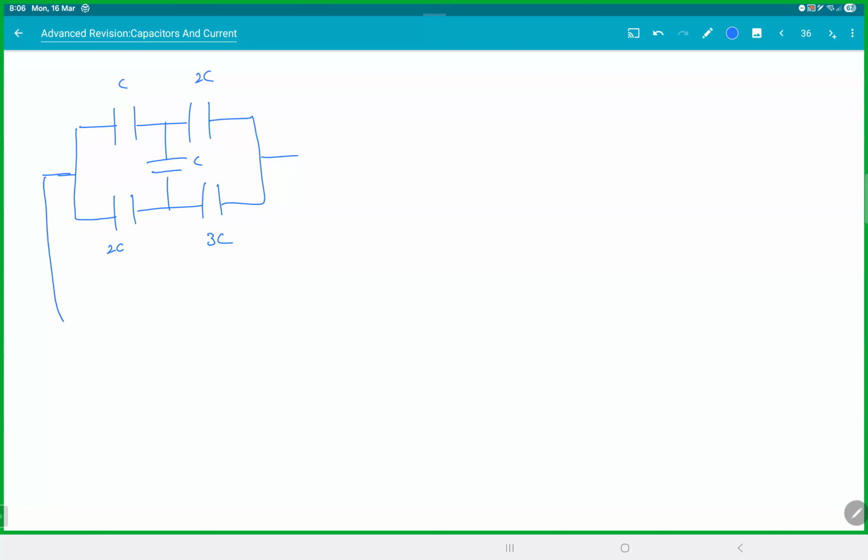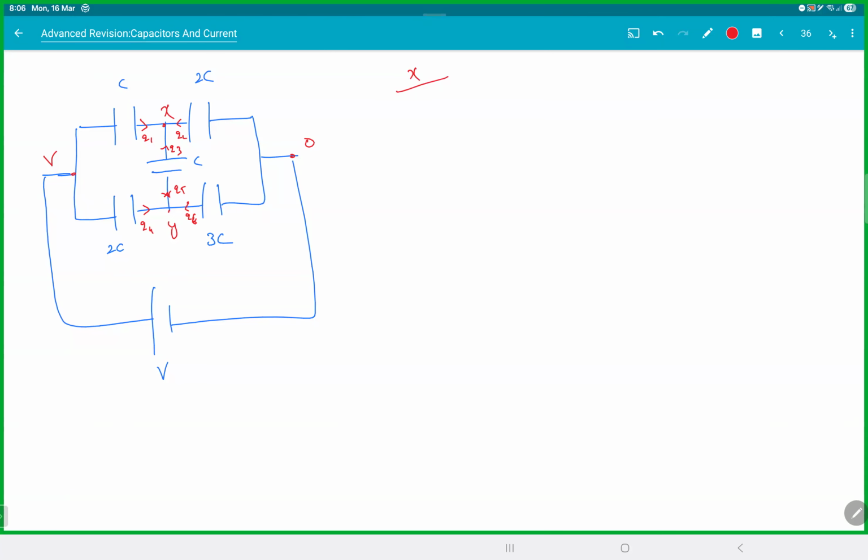So what is the idea here? Assume a battery V, junction law, this is what we do. Assume this is 0, this is V, this is X, and this is Y. Assume the charges are flowing here. Let this be Q1, let this be Q2, and let this be Q3. Let this be Q4, let this be Q5, and let this be Q6. It doesn't matter.